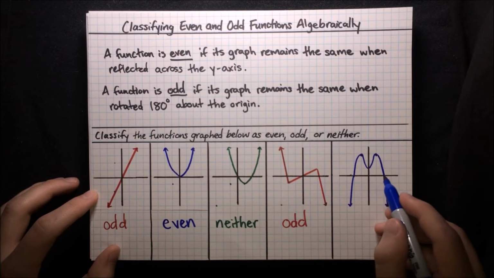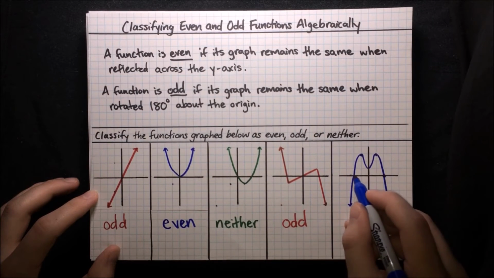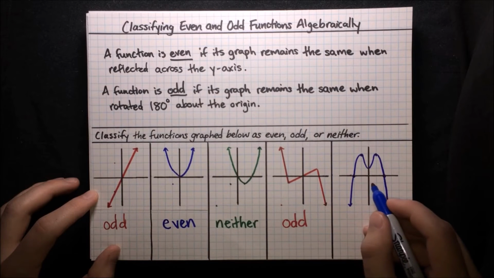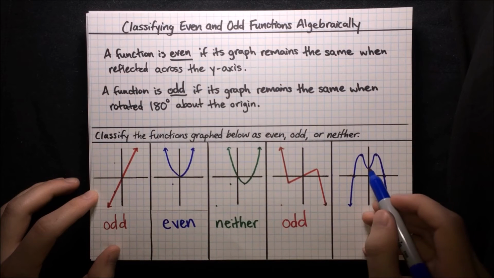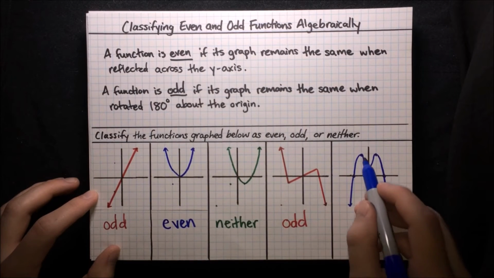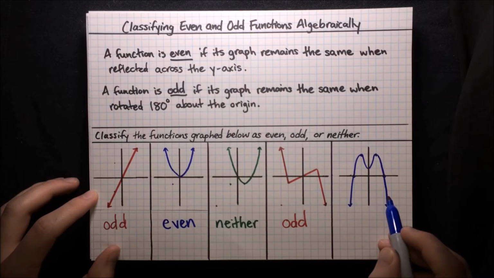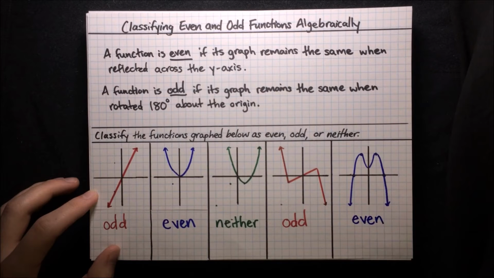Maybe we'll take the point (2, 0) right here, reflect that across the y-axis, (-2, 0). That is also still on the function. So yeah, it's looking pretty even to me. You can kind of see visually that this hump here, when reflected across the y-axis, will just turn into that hump there, and vice versa. So yeah, that works out. The function is even.